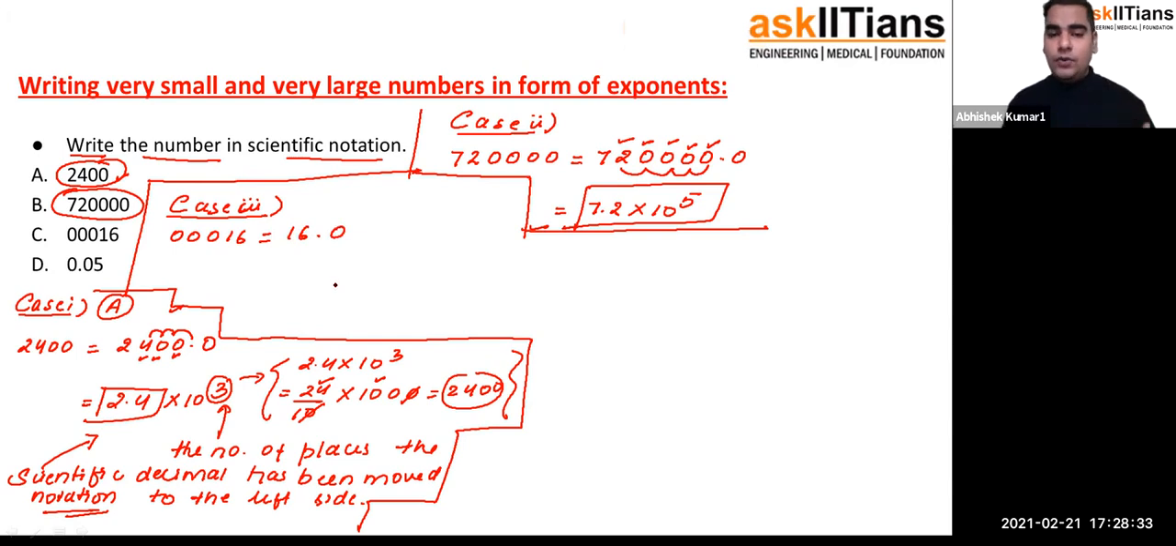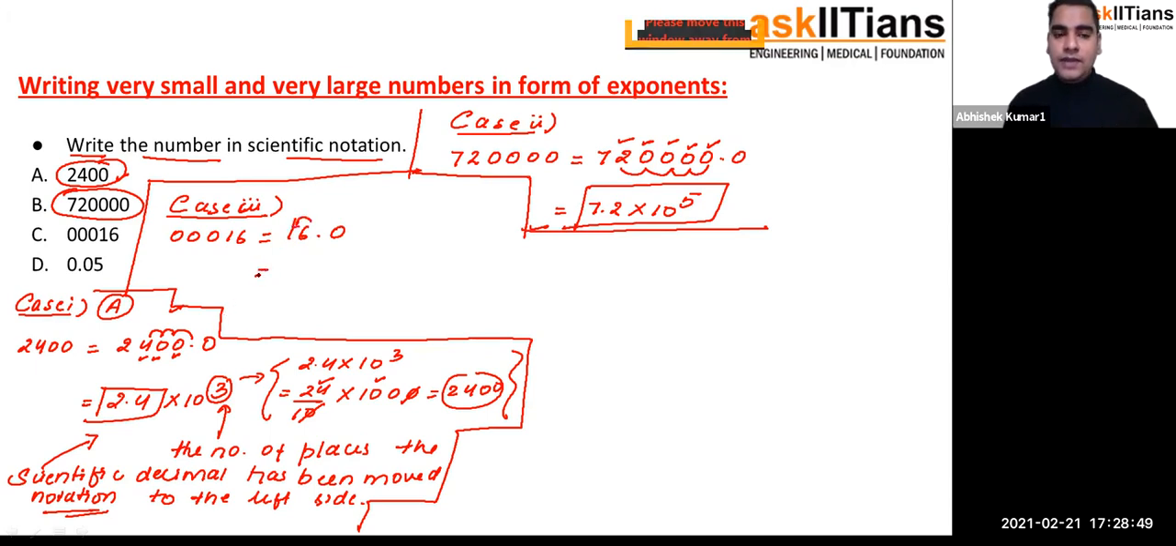Now what we have to do here is move this decimal in such a way that there is only one digit on the left-hand side of the decimal and the rest of the digits are on the right-hand side. So you need to move this by one place for the decimal to come here.